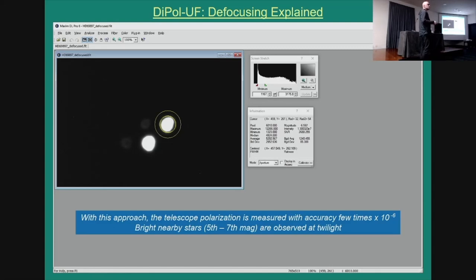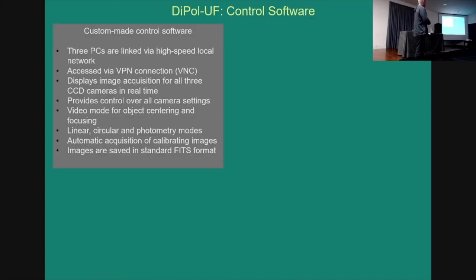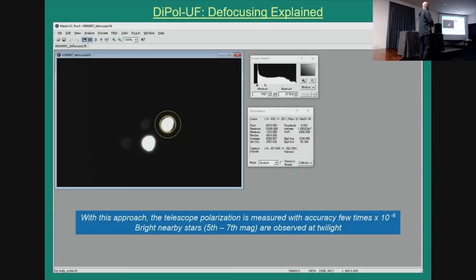So we have plenty of photoelectrons, and we have no problem with saturation. And because the image download in DiPol-UF is 0.1 second, we can take hundreds of short exposures without wasting time on image download. So with this approach, the telescope polarization can be measured with an accuracy of a few times 10 to minus 6. Normally, in a run, we observe not just one zero polarized standard, but from 5 to 10, depending on the run length.